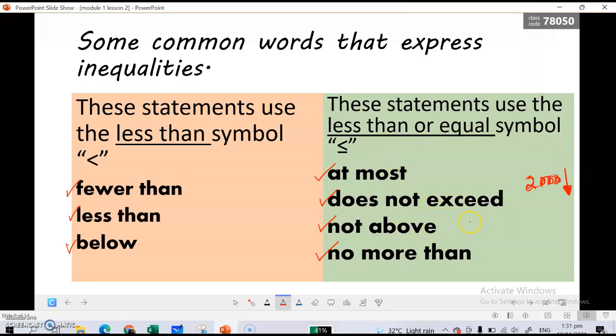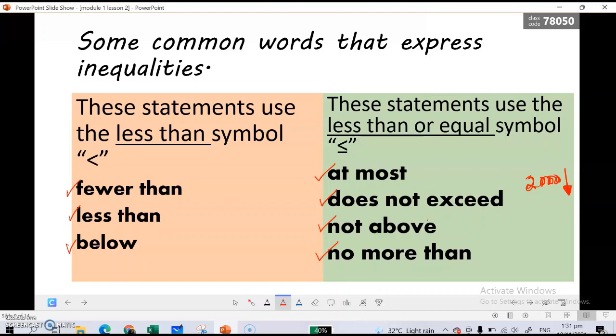So, not above, ganun din yung not above, hindi susobra sa. So, ang mga example, ang age ng mga batang, ang hirap magbigay ng example, not above 5 years old. Pag sinasabing not above 5 years old, so 5 years old below.